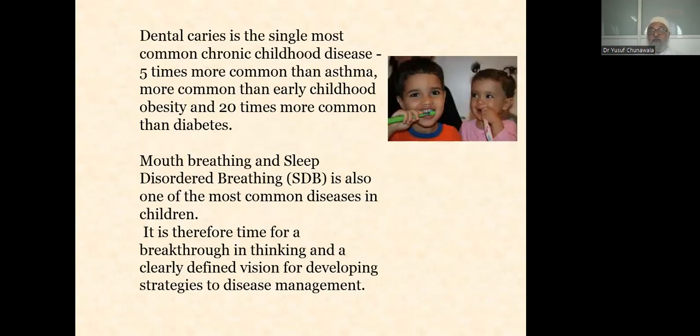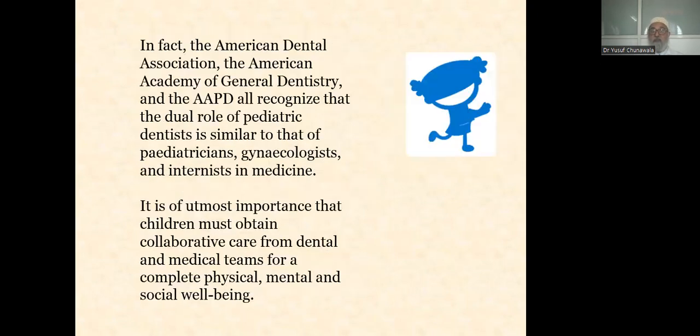Now, a little bit of briefing. Dental caries is the single most chronic childhood disease. It is 5 times more common than asthma. And it is more common than early childhood obesity also, and 20 times more common than type 1 diabetes. Mouth breathing and sleep disordered breathing, that is SDB, is also one of the most common diseases in children, and it is therefore time for a breakthrough in thinking and a clearly defined vision for developing strategies for disease management.